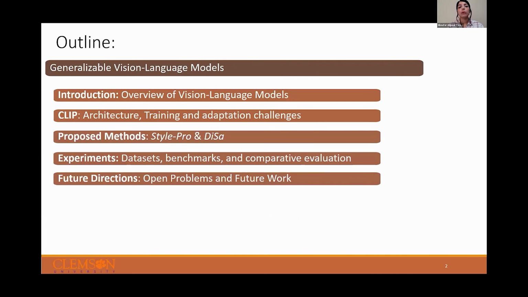Today, I would like to start with an introduction on vision language models, their different architectures. Then I would like to talk about CLIP, one of the popular VLMs, in more details. I would like to talk about two of my recent works in this area, and then we will continue with datasets and benchmarks that state-of-the-art works utilized to compare the methods. And finally, we will talk about open problems and future work.